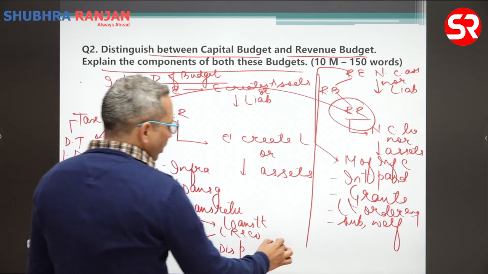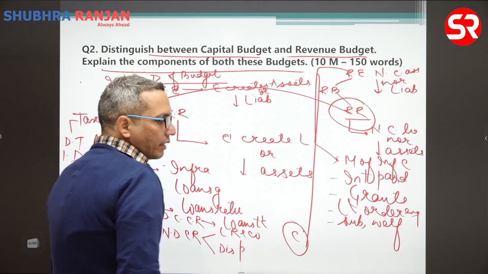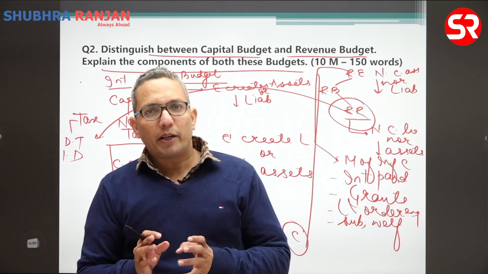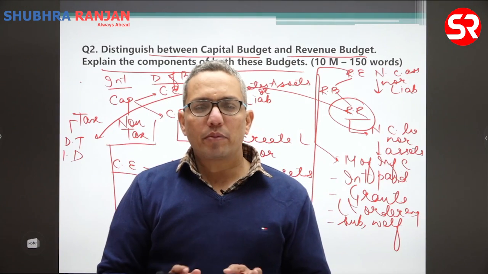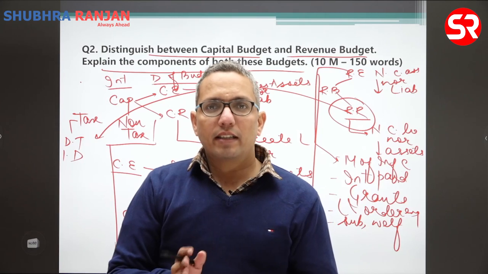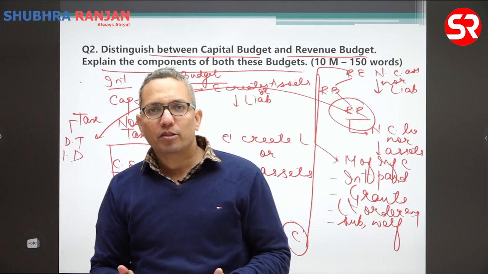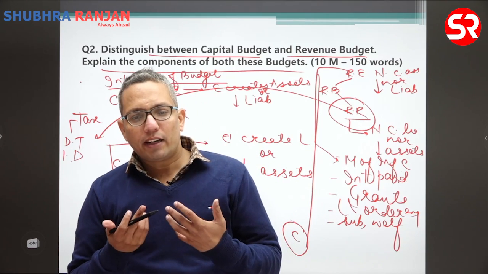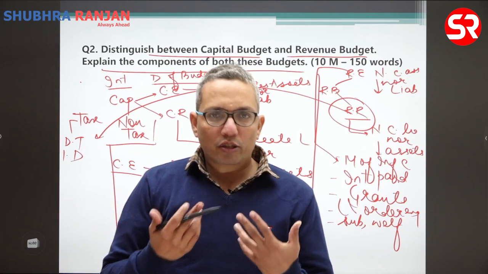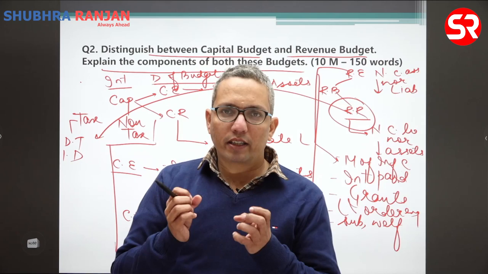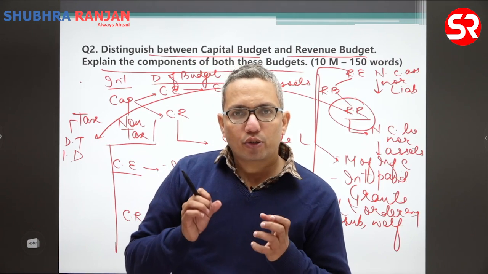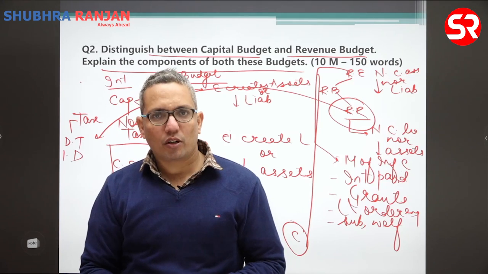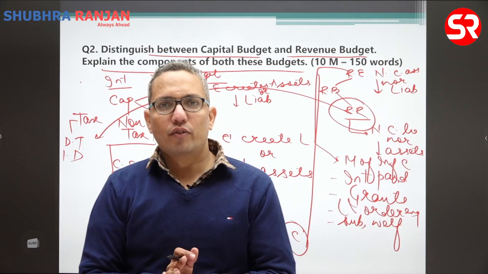And then in conclusion, we'll say that currently India's revenue expenditure is eight times our capital expenditure. If India has to become a developed country, if India has to reduce the number of poor people, then it needs to increase its capital expenditure, which should be a multiple of revenue expenditure, not the opposite. All right, that completes the discussion of question number 2.